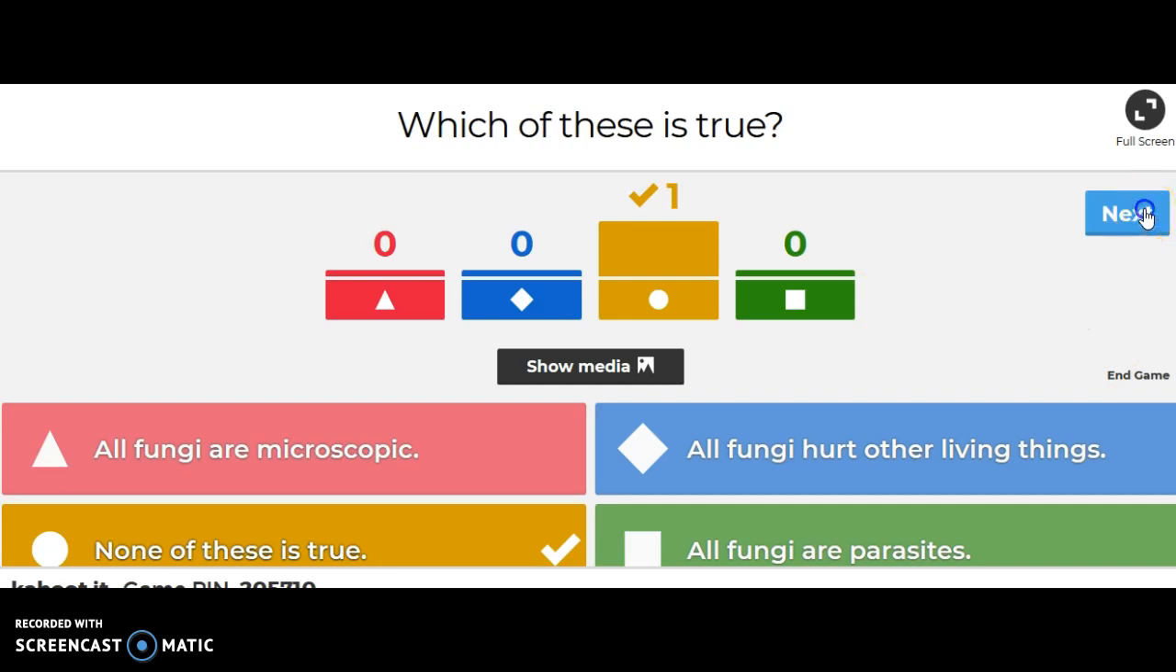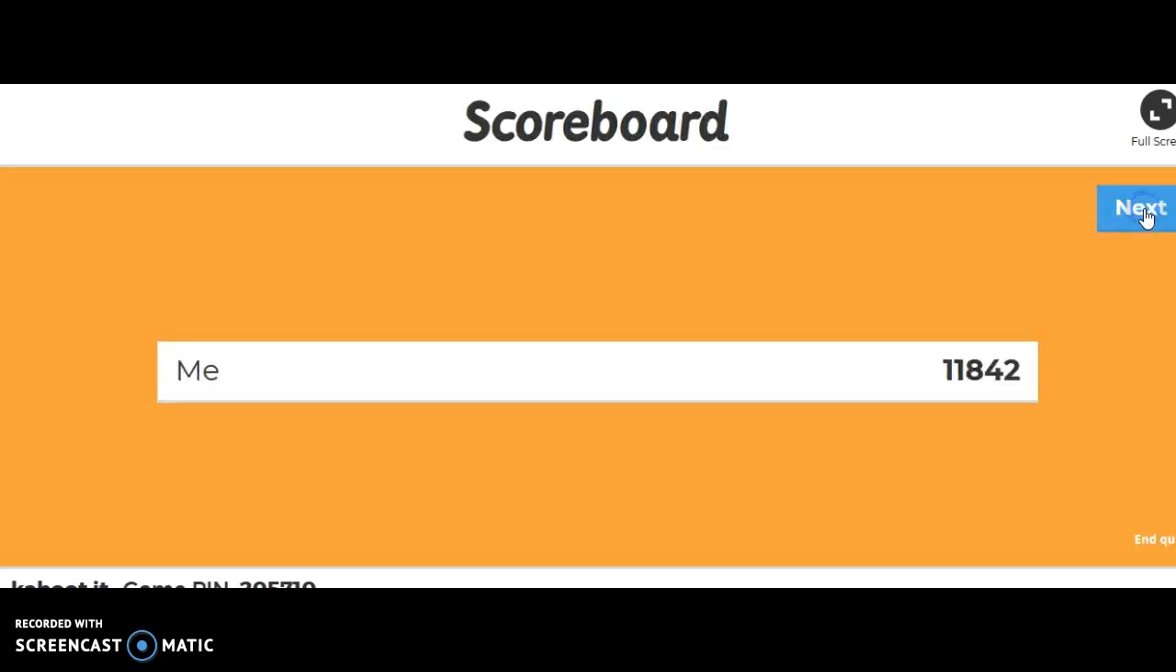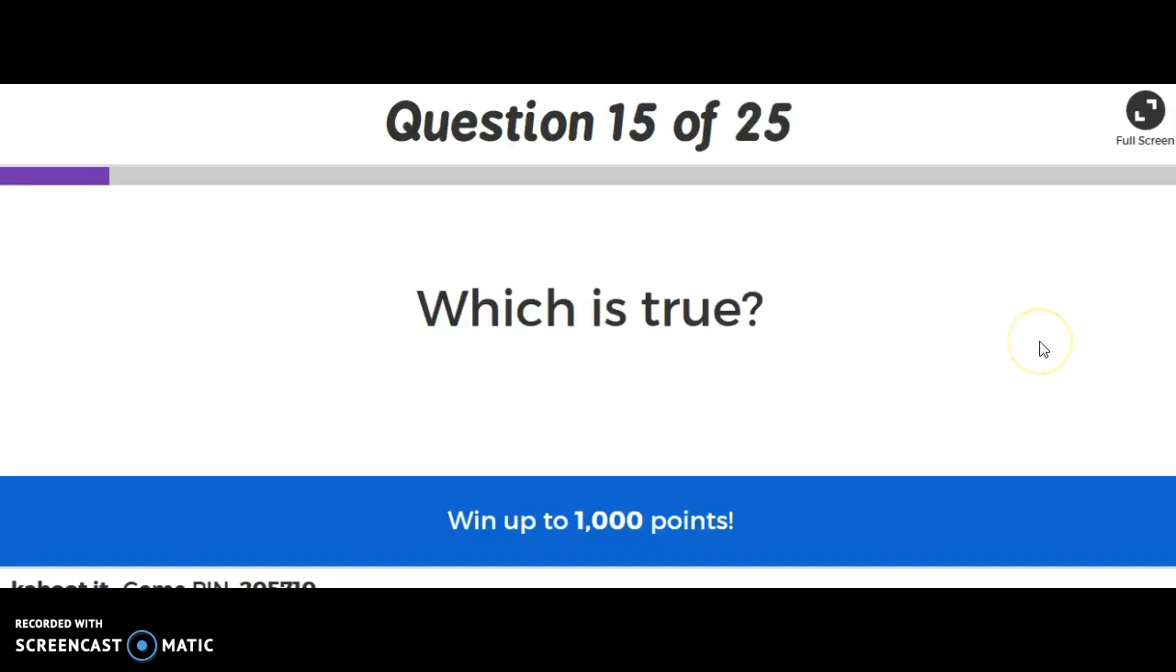And that is none of these is true. None of those are true. Not all fungi are microscopic. They don't all hurt living things, and they're not all parasites. All right, which of these is true?